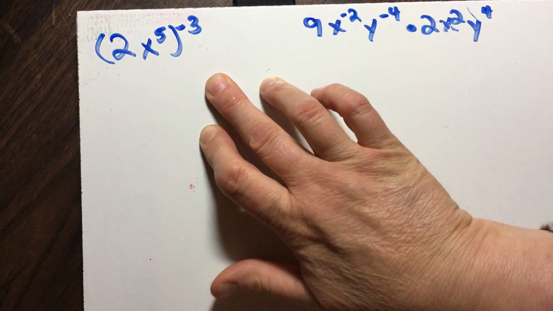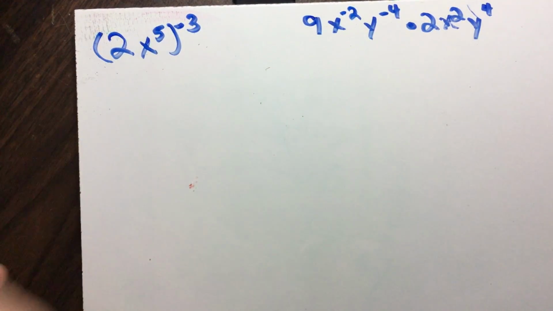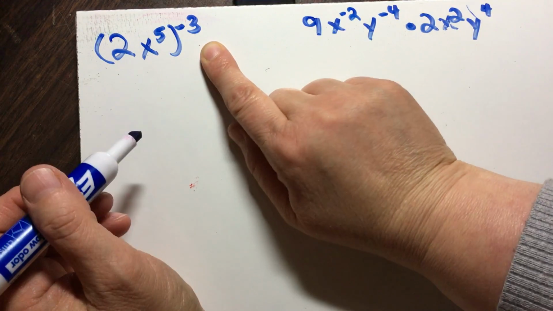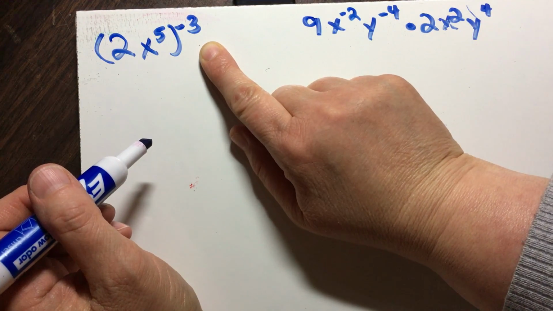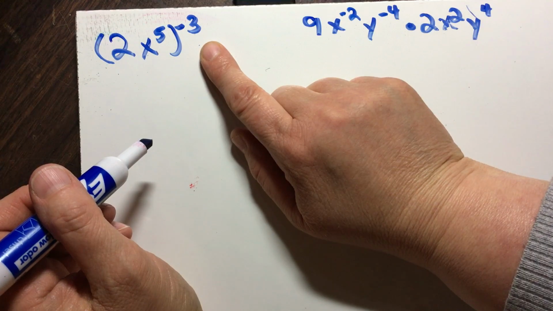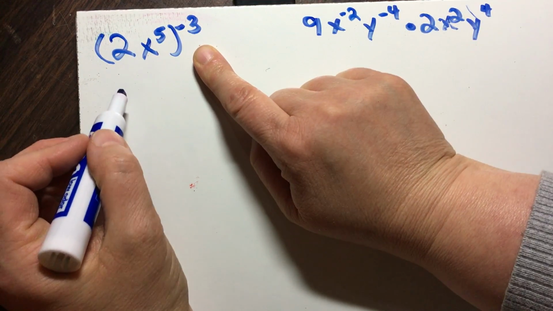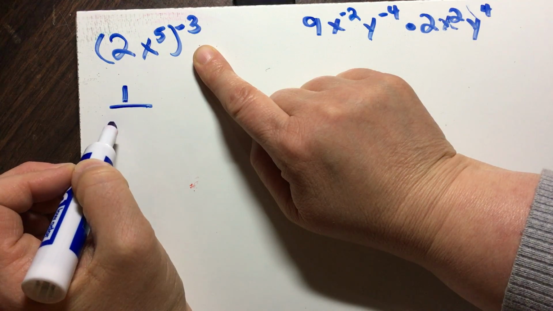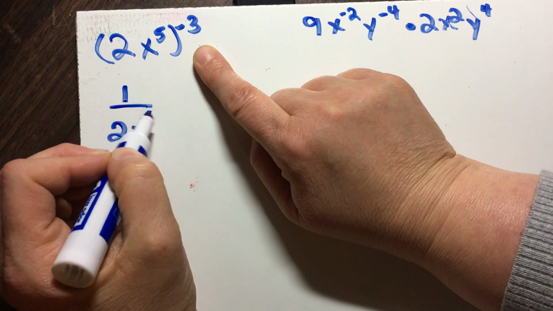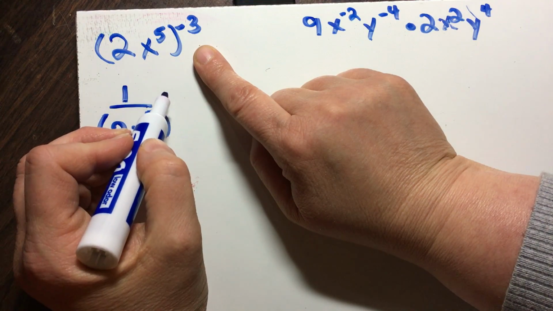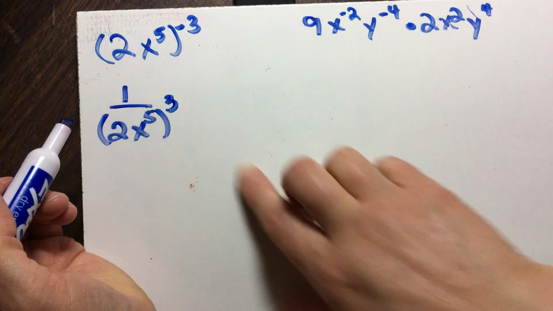So we're going to simplify these. So I have a power raised to a power. So this whole quantity is to the power of -3. I'm going to flip this immediately, get my reciprocal, and then get rid of that negative sign right here so that it doesn't screw me up. So 2x to the 5th, and that's all to the 3rd.